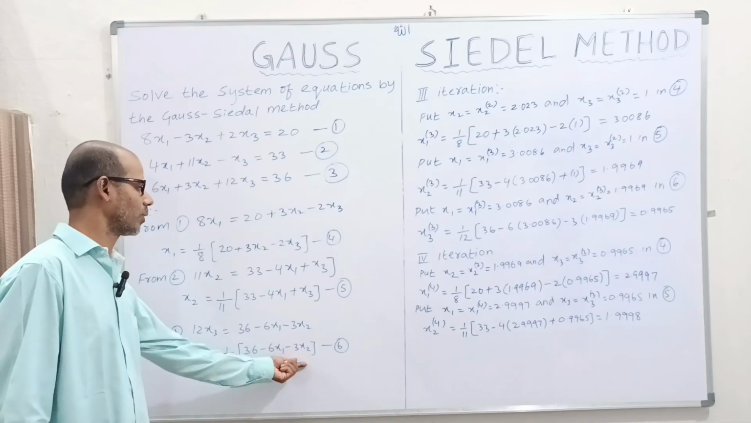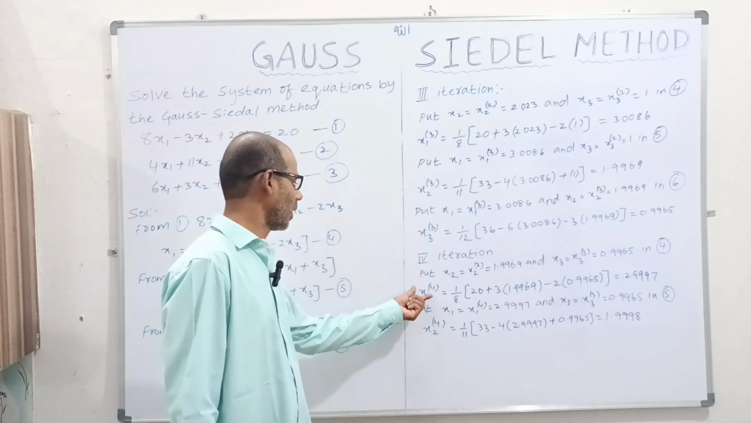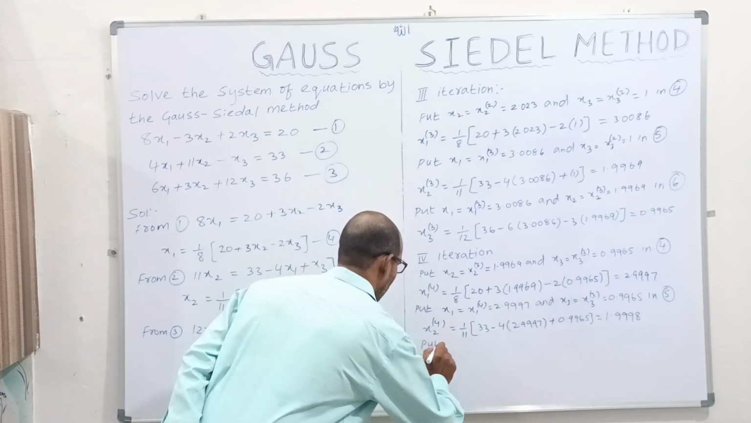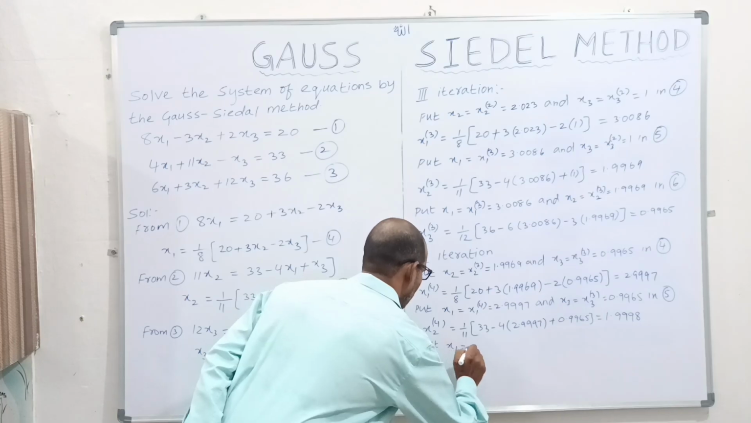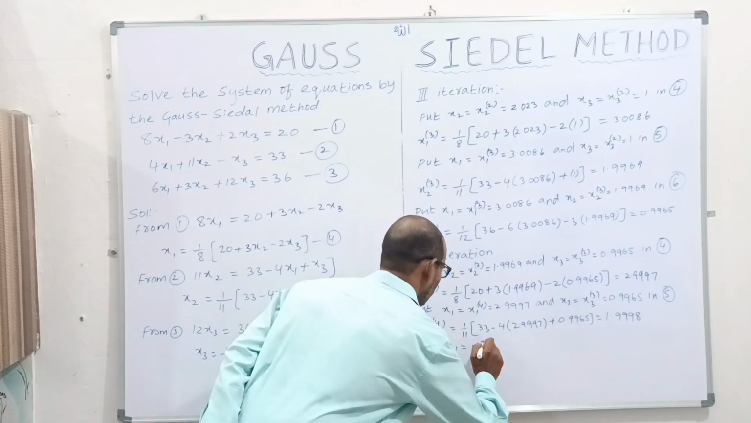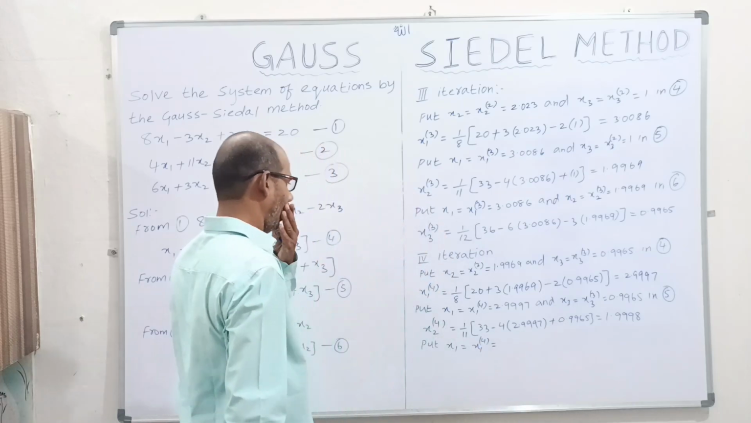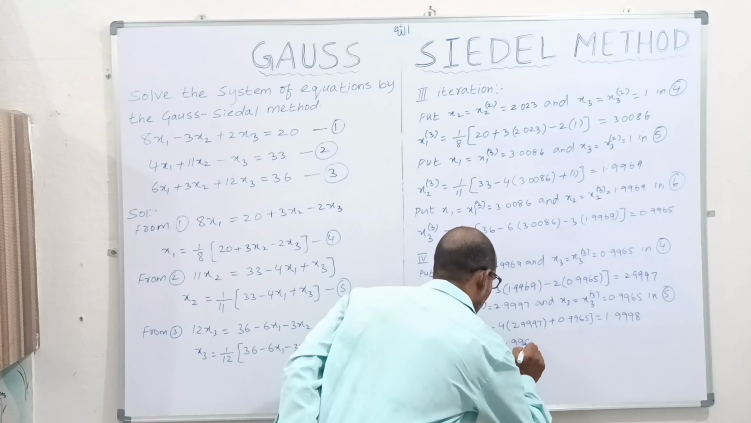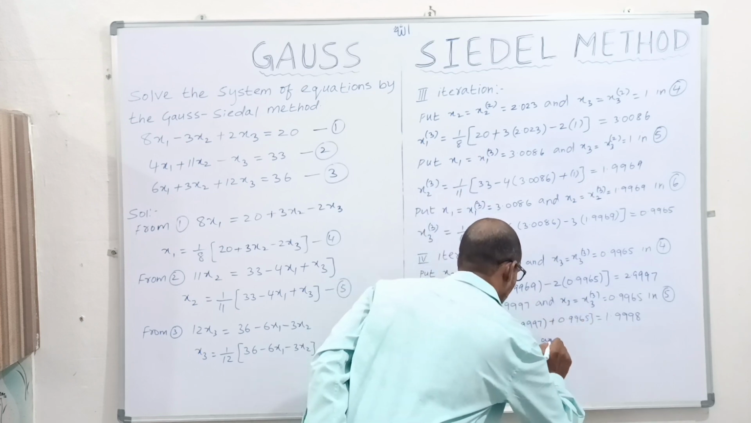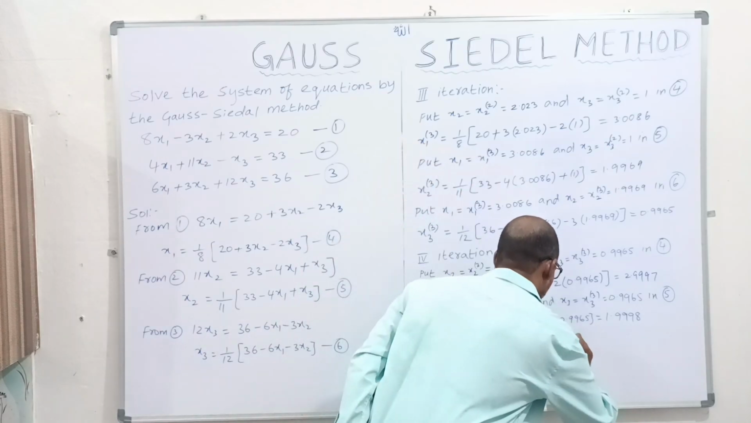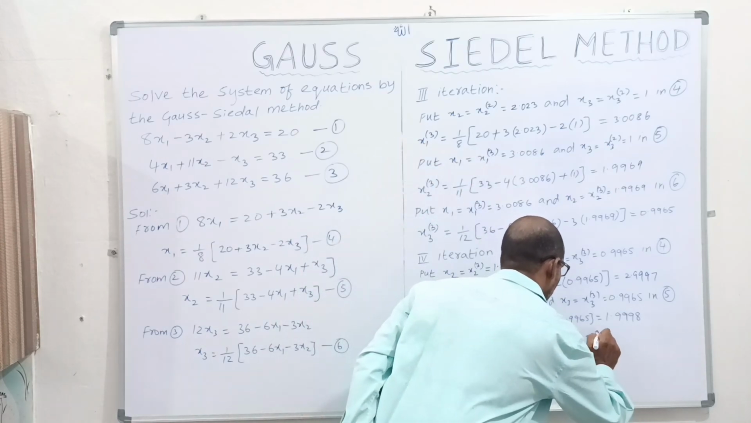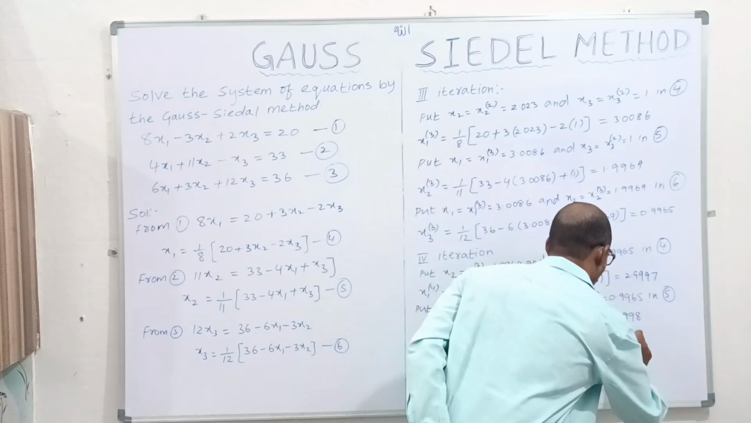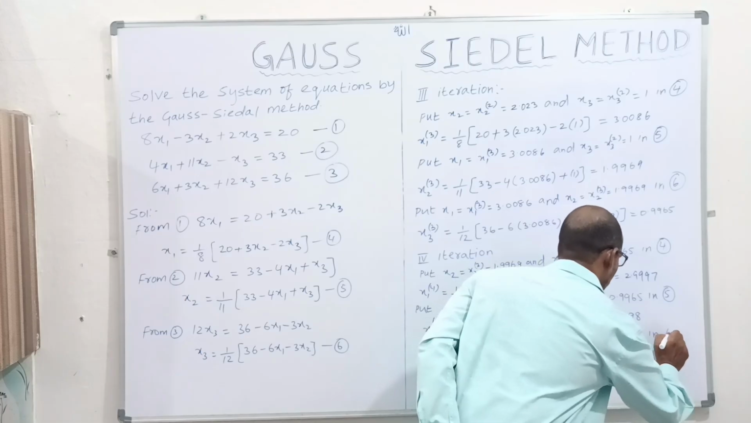So now we have to find out x3. So we have to substitute x1 and x2 values. Therefore, put x1 equals x1 from the fourth iteration, 2.9997, and x2 equals x2 from the fourth iteration, that is 1.9998, in equation number 6.